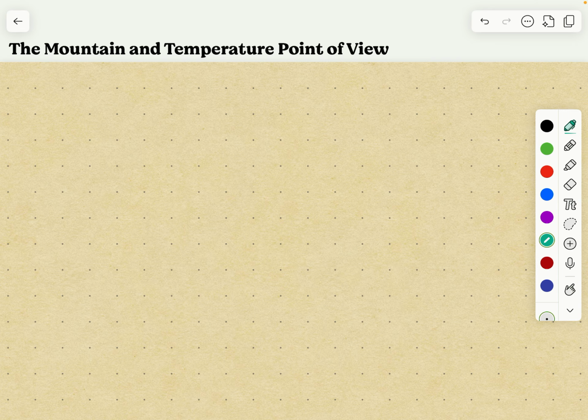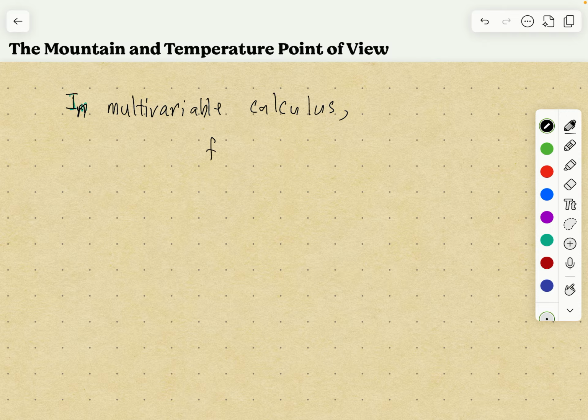So in this video, I want to talk about different ways of thinking about functions of several variables. And this is important for understanding the intuition behind certain results that involve the gradient, for instance. So in multivariable calculus, you have functions of two independent variables.